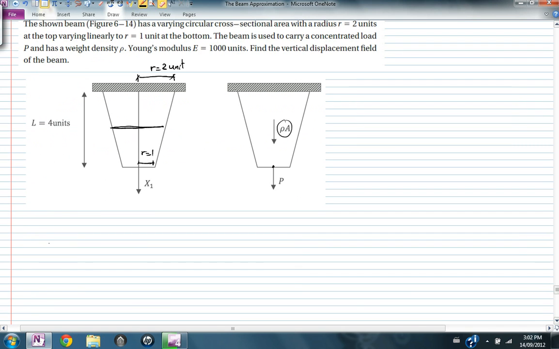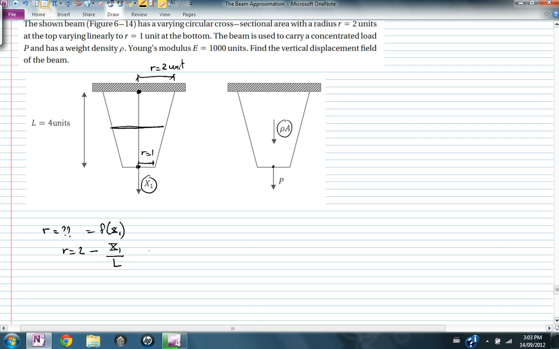So let's try to find r as a function of x, and I call this x1. I know that r is equal to 2 when x1 is 0. So it has to be 2 minus a number. And this number, when x1 is 0, is equal to 0. So it's a function of x1. And it is equal to 1 when x1 is equal to 4. So I should divide this by L. Now I did this quickly because I know the answer, but usually in general you have to think about it.